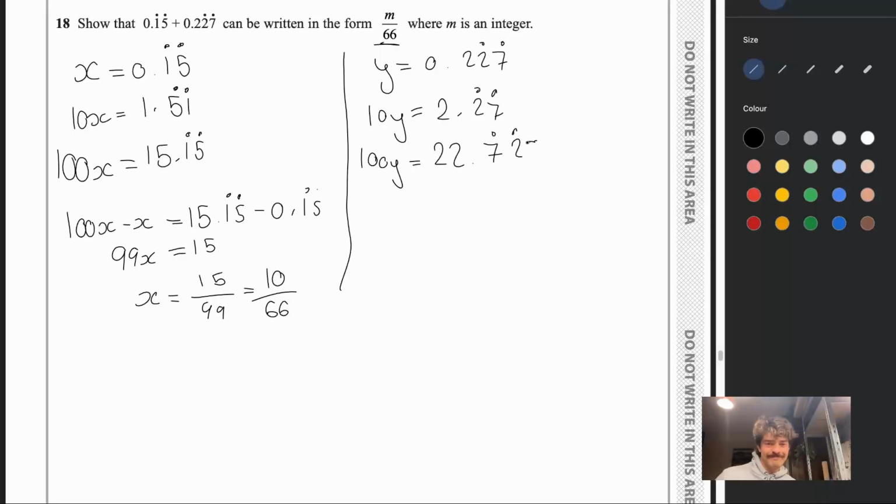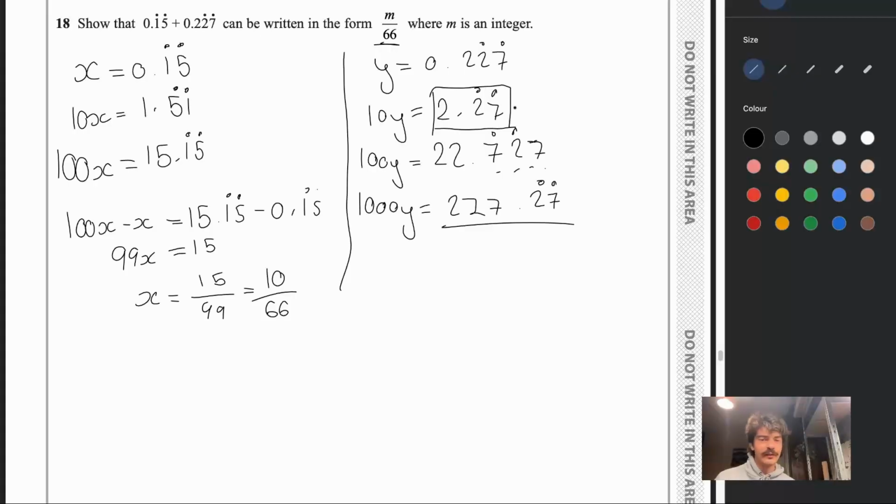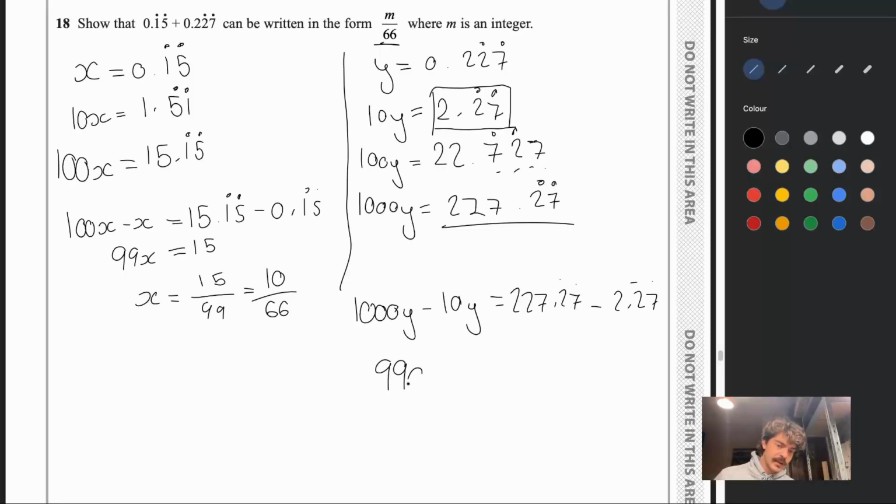22.727. You could argue that at this point things are starting to line up, but still I don't think it's the nicest. We're in fact going to go one further to 227.27. And now notice this version here is going to cancel very nicely with this one. No troubles, no questions asked. The 27s are recurring immediately after the decimal point. And as such, we have 1000y, take away our 10y, is going to give us 227.27, take away 2.27. We're left with 990y is equal to, careful here, 225.